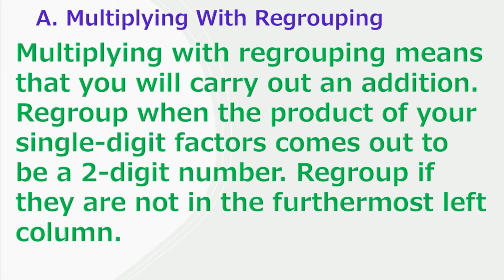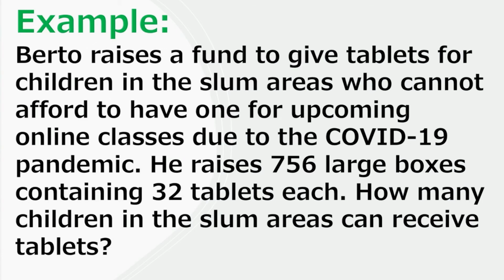Multiplying with regrouping. Multiplying with regrouping means that you will carry out an addition. Regroup when the product of your single-digit factors comes out to be a two-digit number. Regroup if they are not in the furthermost left column. So here is an example problem.